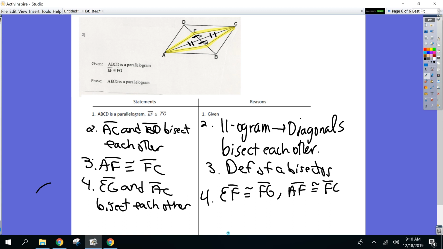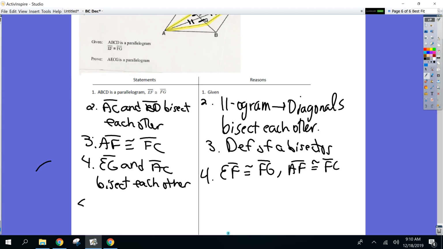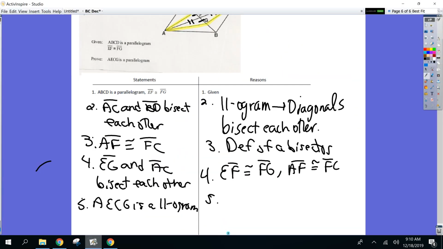Now that you said they bisect each other, what can I call AECG? A parallelogram. And what's going to be your reason why it's a parallelogram, to finish this? 3? Great job.